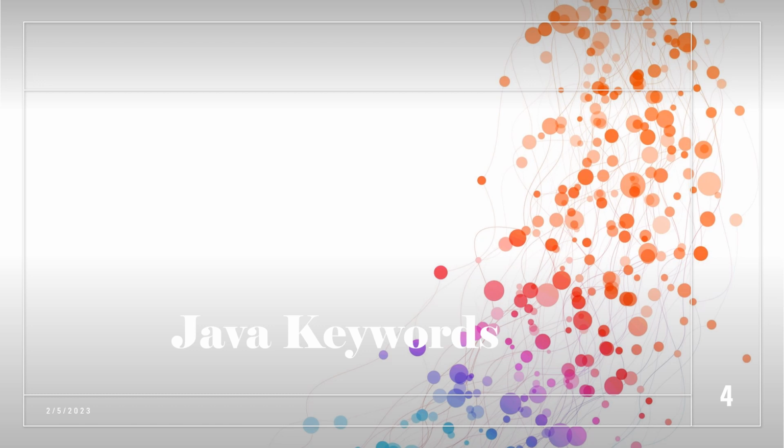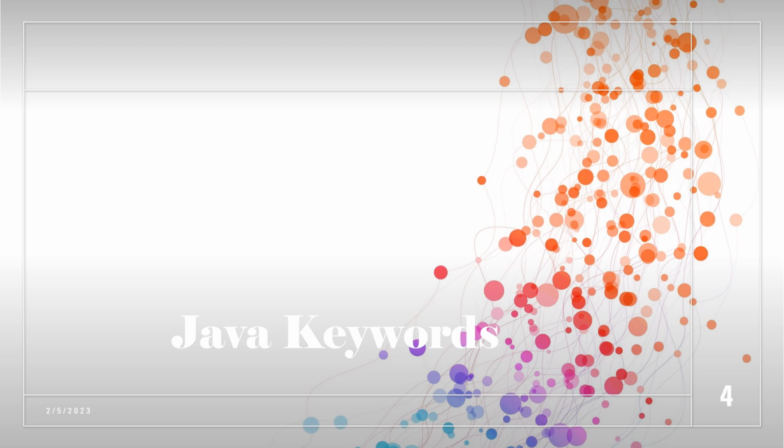For. Create a for loop. Goto. Not in use and has no function. If. Makes a conditional statement. Implements. Implements an interface. Import. Used to import a package, class, or interface. Instanceof. Checks whether an object is an instance of a specific class or an interface.